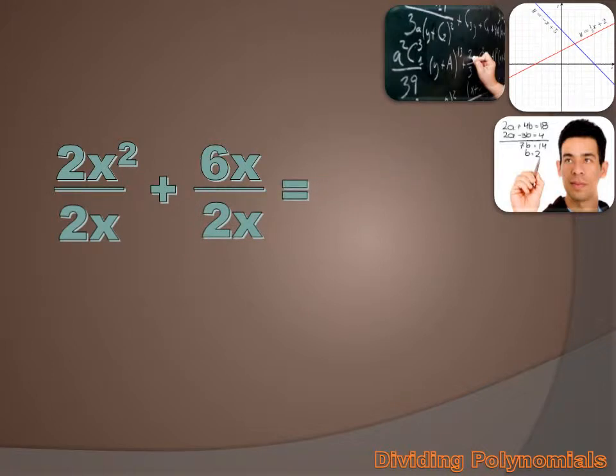Now we just have to simplify each of these fractions. The two x's in the first fraction cancel each other out and leave just an x. And in the second fraction, our x's cancel out, and 6 divided by 2 is 3. So our answer, our quotient, is x plus 3.